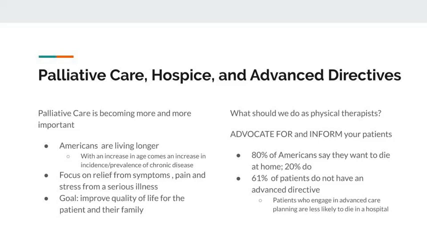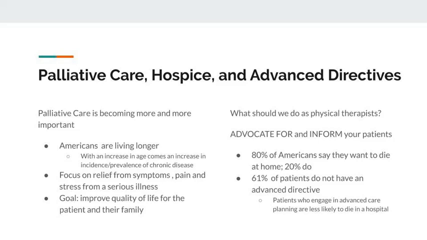Thanks in part to advances in medical care, Americans are living longer than ever before. While aging in and of itself is not a disease process, an increase in age comes with an increase in the prevalence and incidence of chronic diseases. Home health PTs can have a vital role in these patients' lives, working with them to manage symptoms and pain and reduce the stress from their chronic illness in their everyday lives through palliative care.